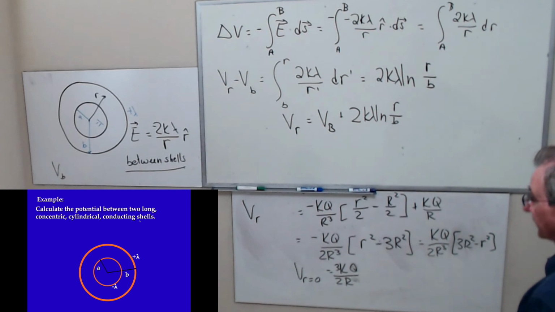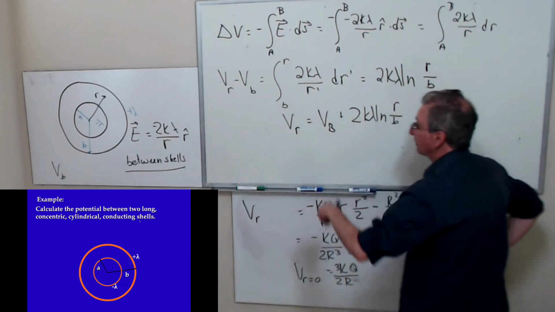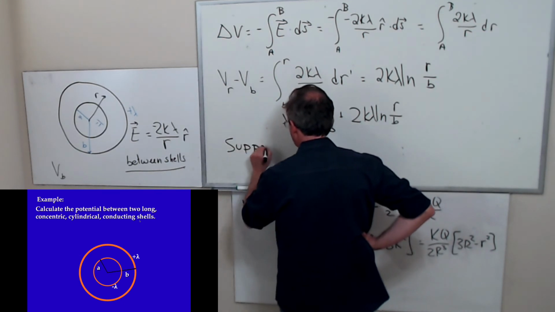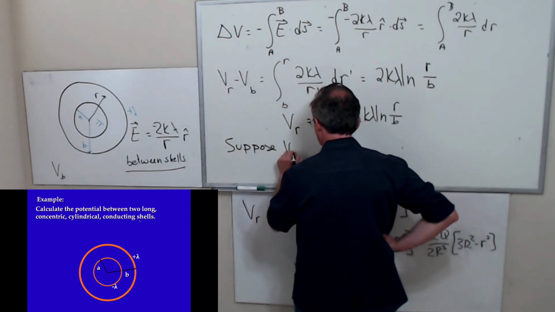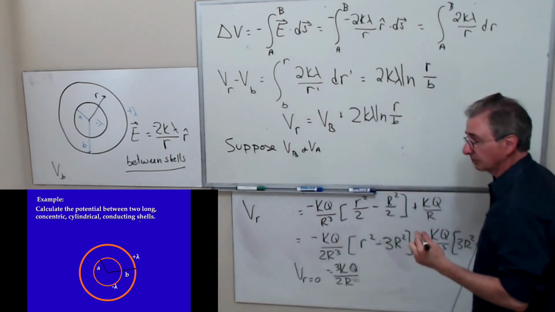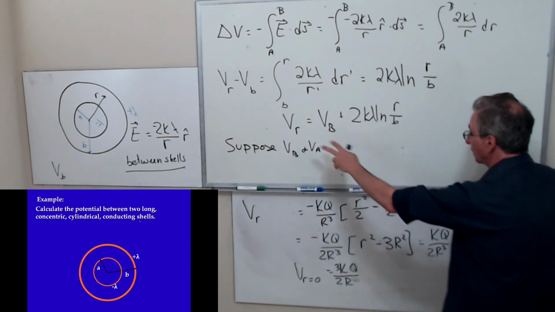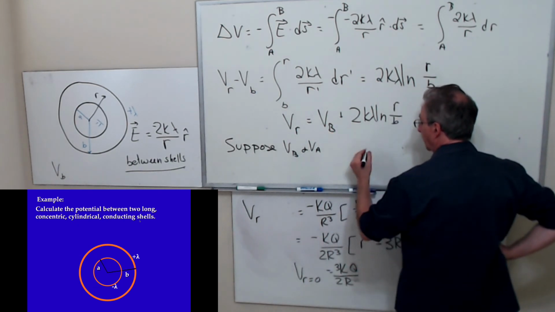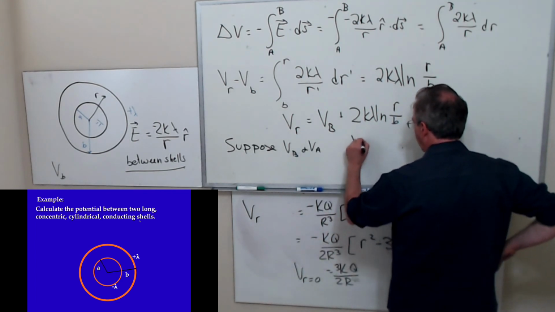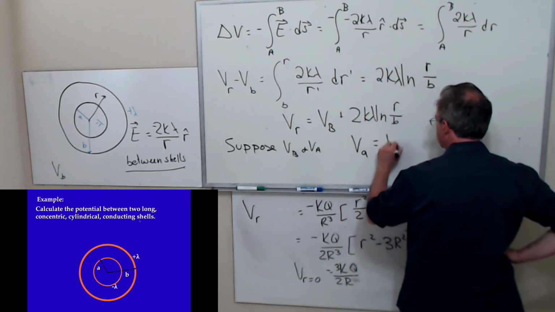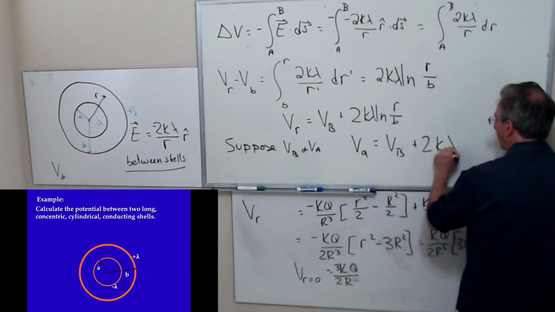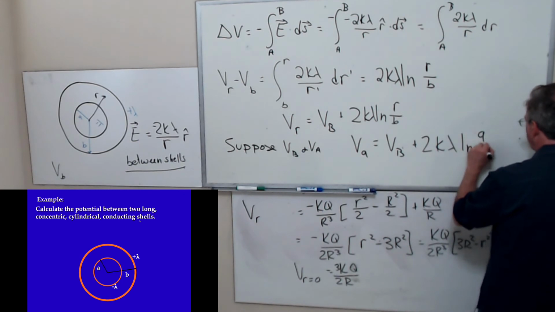So that's it. I'm done. Suppose I know V sub b and V sub a. Actually, usually what I know is V sub b minus V sub a. Suppose I know the difference between those two. Then V at a is going to be V sub b plus 2k lambda natural log of a over b.